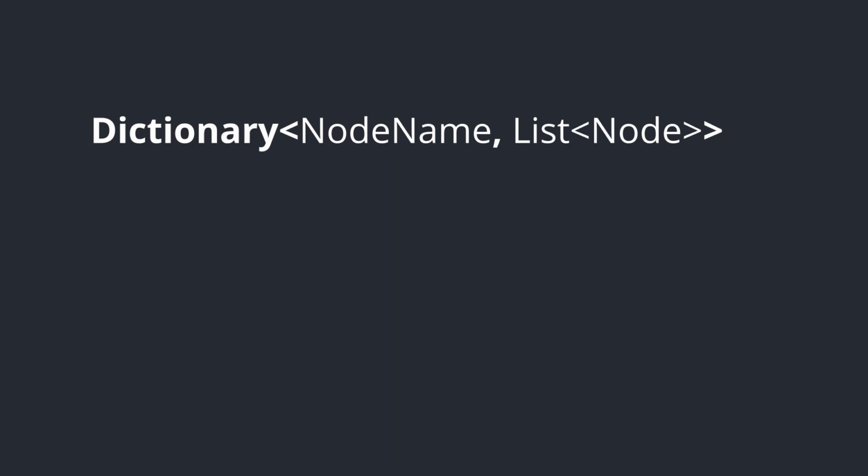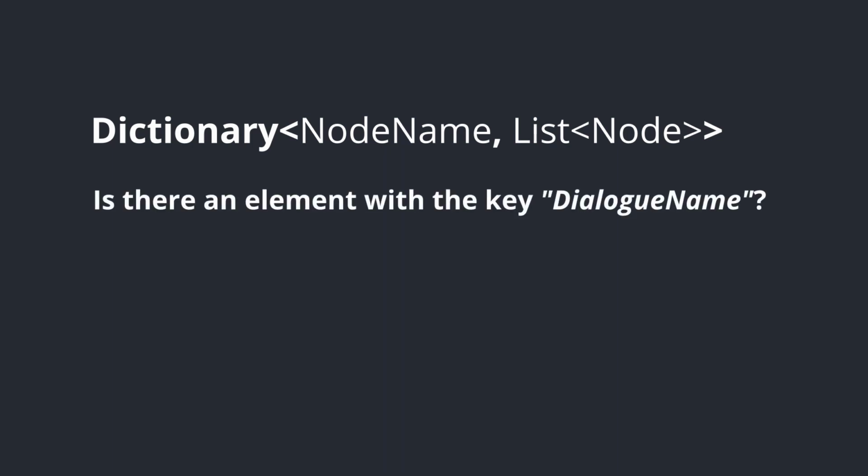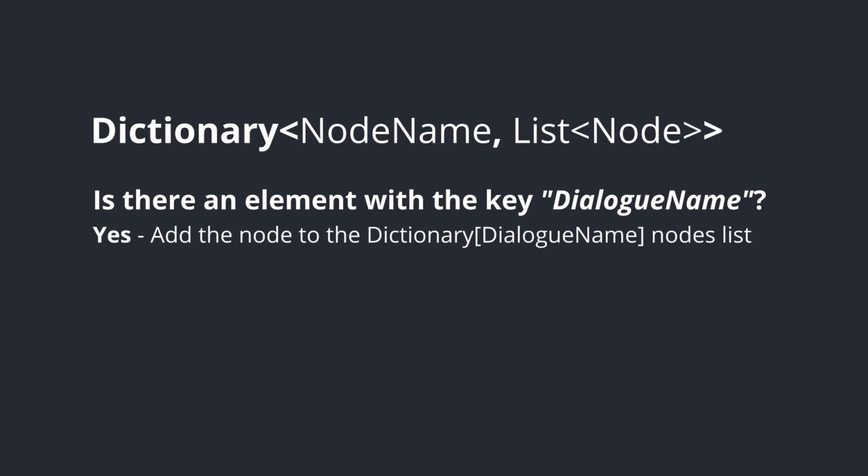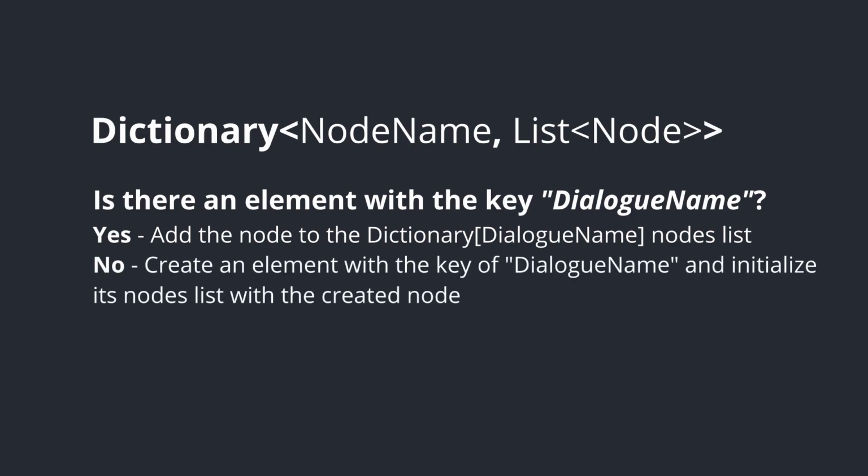Whenever we add a new node, we'll check if there is a key with that node name already, and if there is, we'll simply add that node to its list. If there is not, we then create a new element in that dictionary with its name as a key and a new node list that only contains this node.